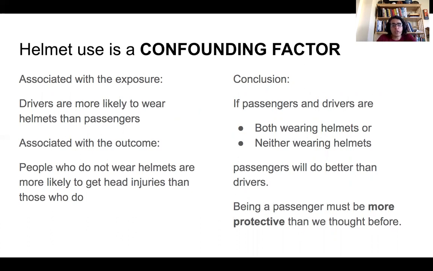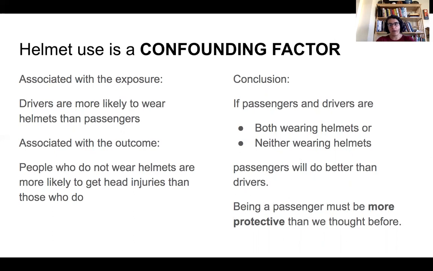So the fact that it looked like our passengers were at about the same risk of head injuries as drivers, even though our passengers had a much lower rate of helmet use, means that if we were only looking at people who were wearing helmets, the passengers must do a lot better than the drivers. Otherwise, in our whole group, the passengers would see a higher rate of head injuries because they have this ridiculously low chance of wearing a helmet. So if we think about this confounding factor of helmet use, it suggests that being a passenger should be more protective than we thought it was before we considered this confounding factor of the helmet.